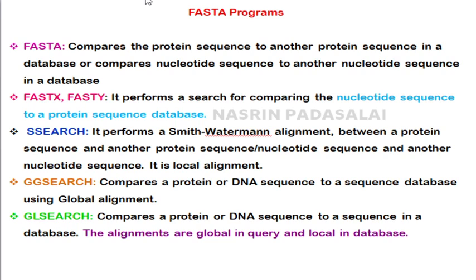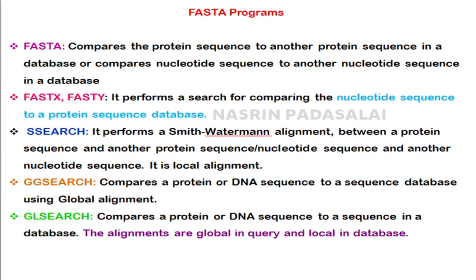So the query is a nucleotide sequence. It will be comparing the query to a database of amino acid sequences. Okay. Next is search. It performs a Smith-Waterman alignment, which is a kind of alignment between a protein sequence and another protein sequence, or else between a nucleotide sequence and another nucleotide sequence. So search performs a local alignment.